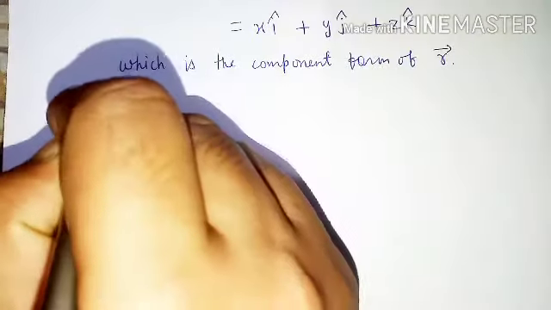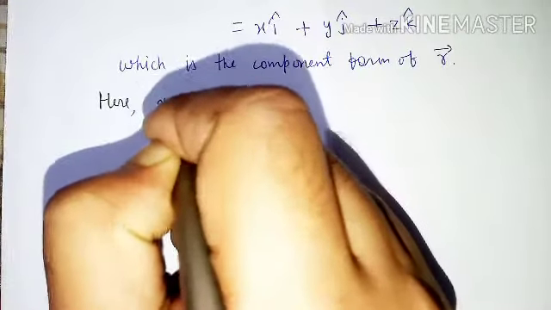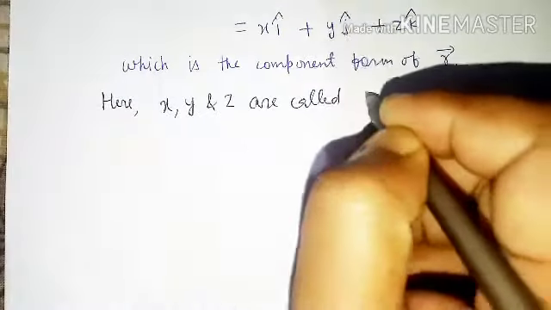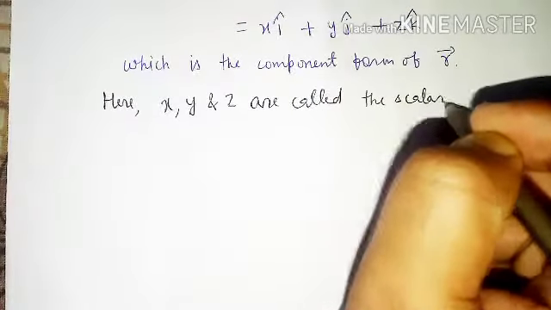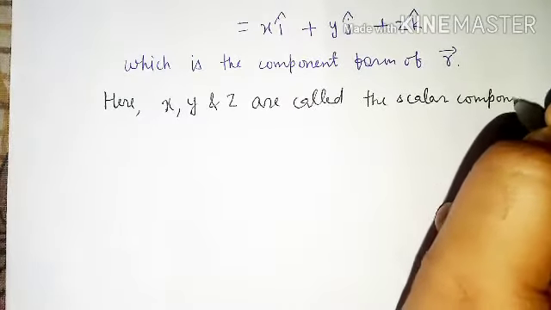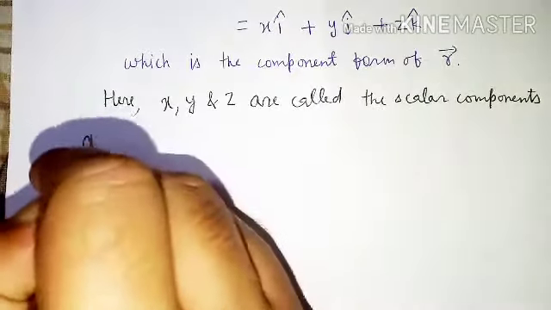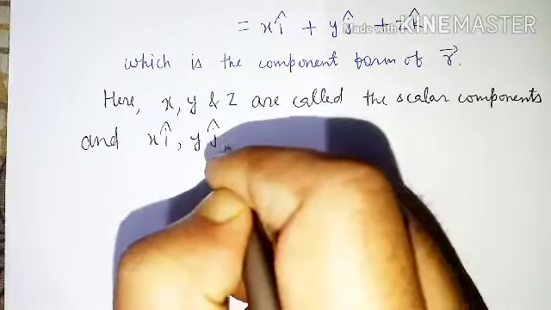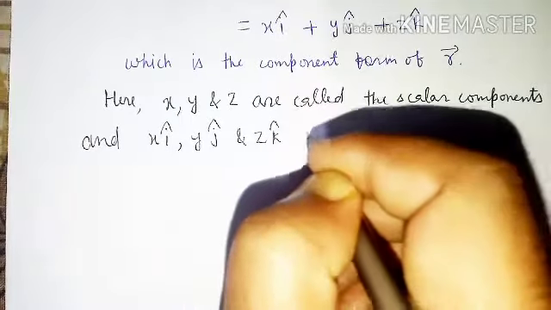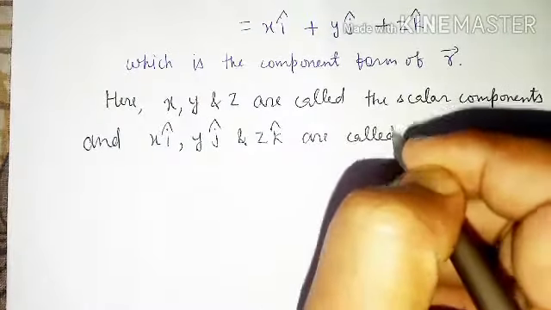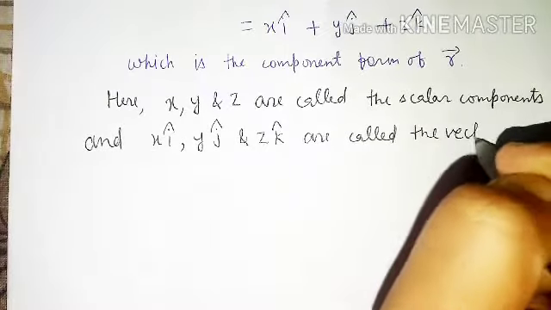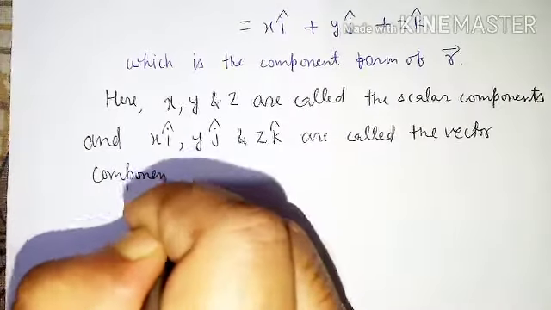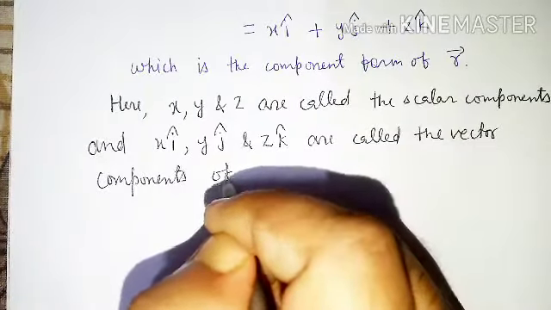Here x, y and z are called the scalar components, and x i cap, y j cap and z k cap are called the vector components of vector r.